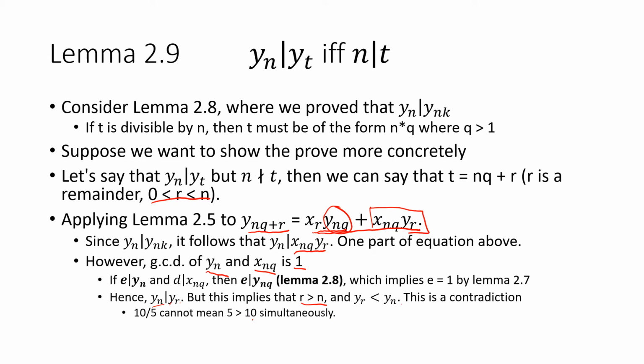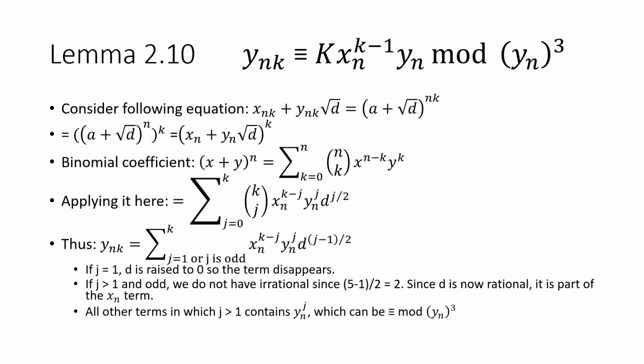So that contradiction is in essence why this lemma is true. The lemma again is saying that y of t is divisible by y of n if and only if t is divisible by n. To understand lemma 2.10, I first have to define what the author means when he uses the triple equal sign.